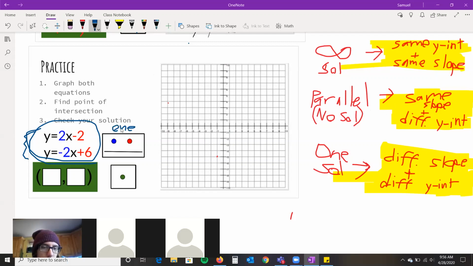So we know this thing's going to have one solution. It's not going to be parallel lines. It's not going to be the same line. It's going to be two different lines hitting each other. Okay, and then I could graph.